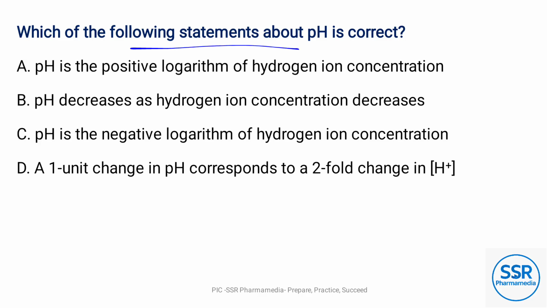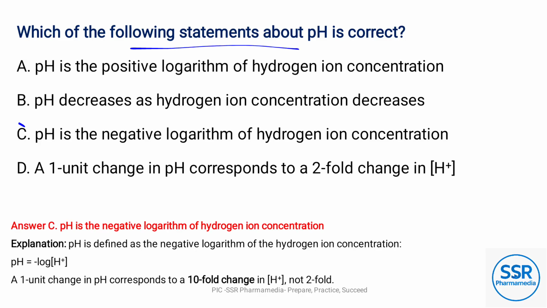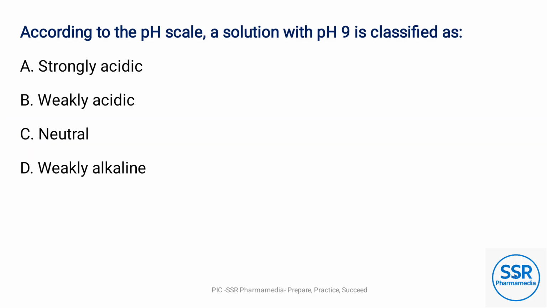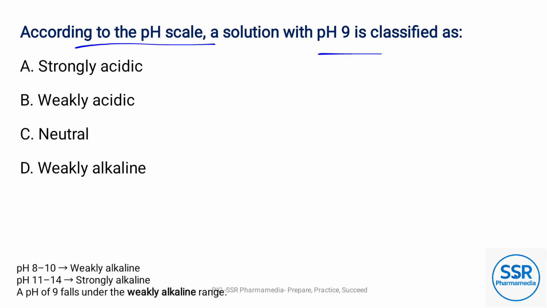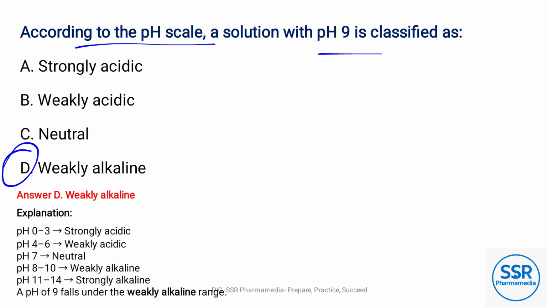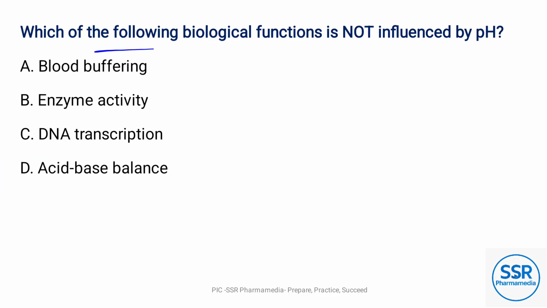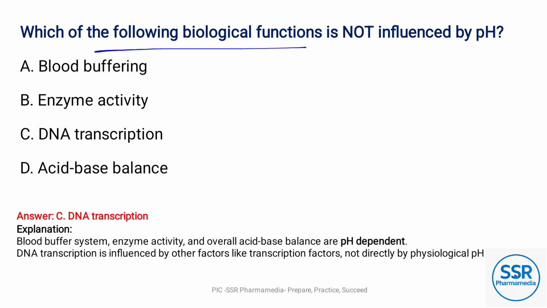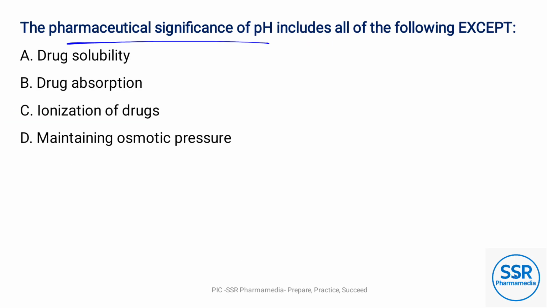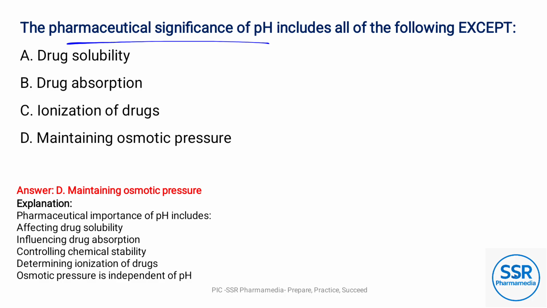Which of the following statements about pH is correct? Option C, pH is the negative logarithm of hydrogen ion concentration. According to the pH scale, a solution with pH 9 is classified as option D, weakly alkaline. Which of the following biological functions is not influenced by pH? Option C, DNA transcription. The pharmaceutical significance of pH includes all of the following except option D, maintaining osmotic pressure.